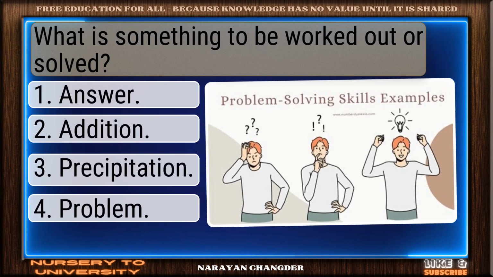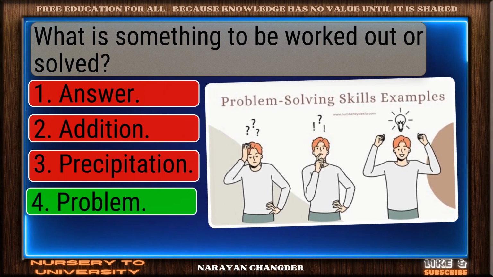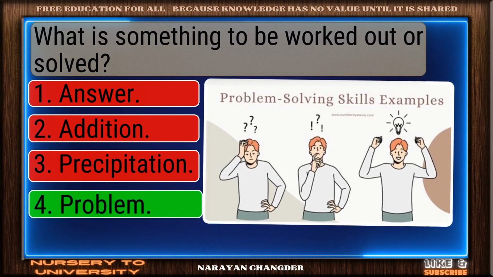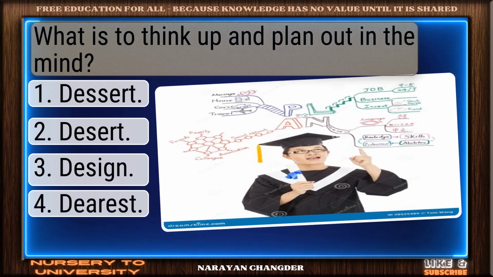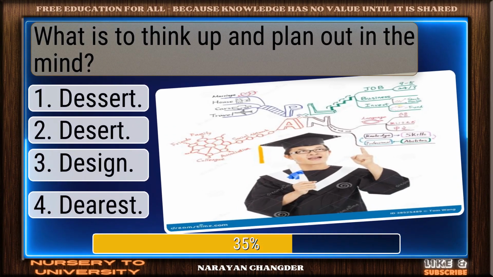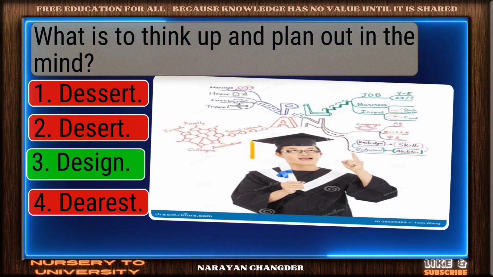What is something to be worked out or solved? Exactly. Problem makes sense and it is the right choice. What is to think up and plan out in the mind? Smart pick. Design is the correct choice.